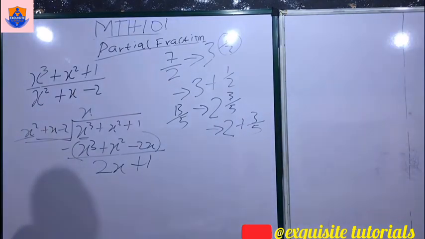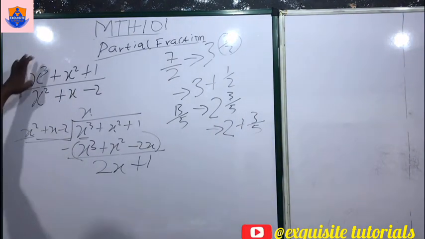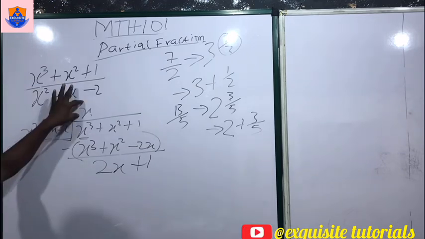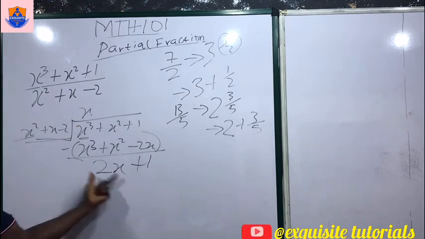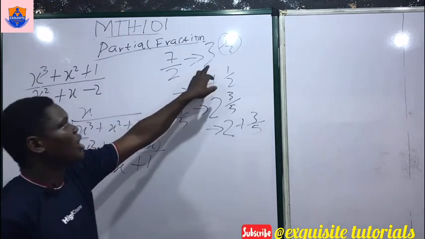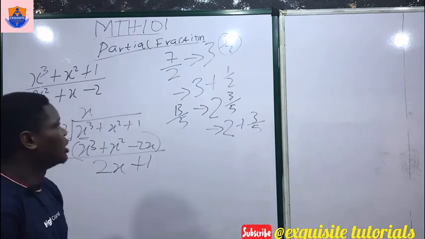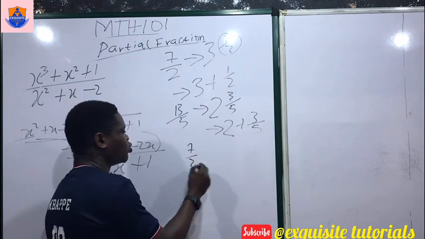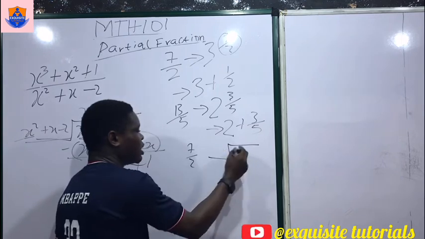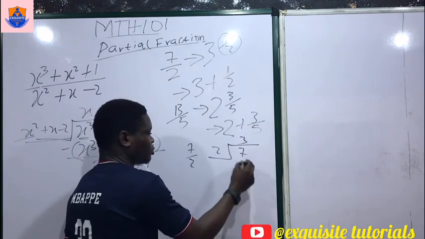Now, when you divide this by this, you will get x as the whole number, with the remainder over this, just as you have 3 whole number, 1 over 2. Let's say you have 7 over 2, and you try to do that, you get 3 remainder 1.